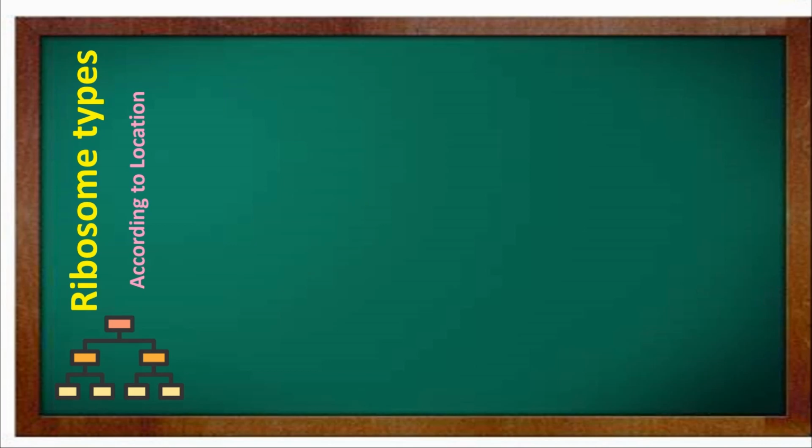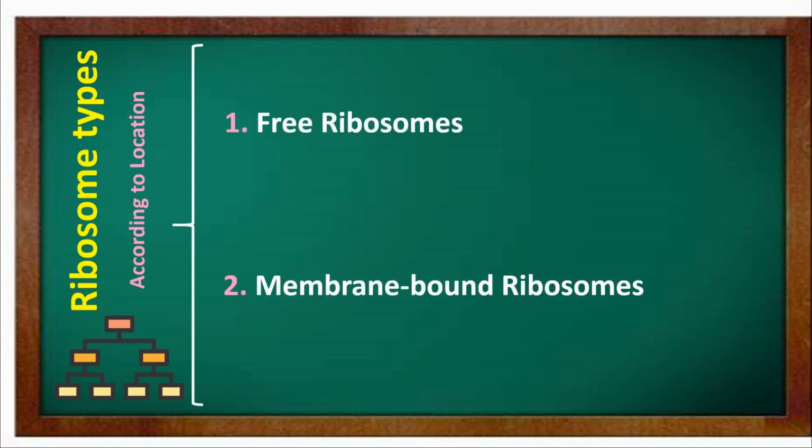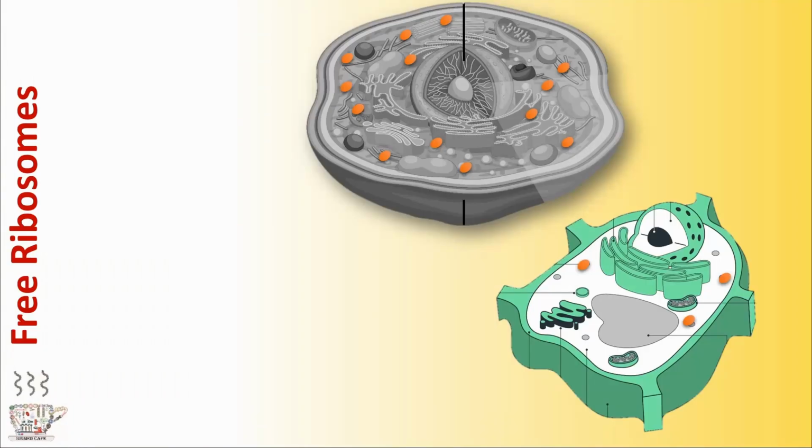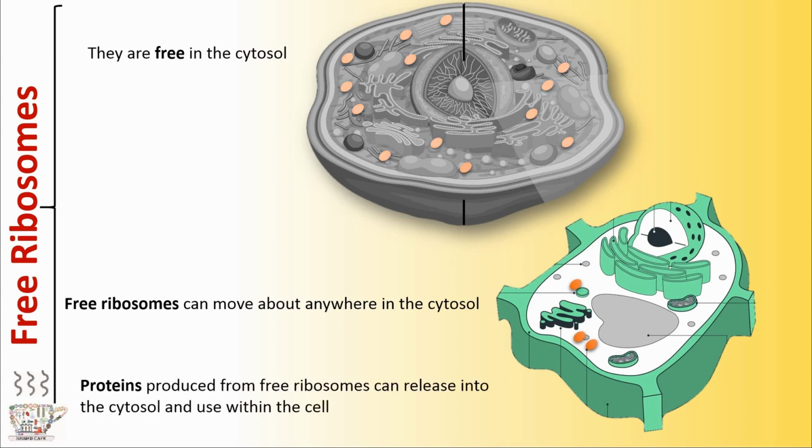Ribosome types. Ribosomes, according to location, can be divided into two groups: free ribosomes and membrane-bound ribosomes. Free ribosomes. They are free in the cytosol. Free ribosomes can move about anywhere in the cytosol. Proteins produced from free ribosomes can be released in the cytosol and used within the cell.